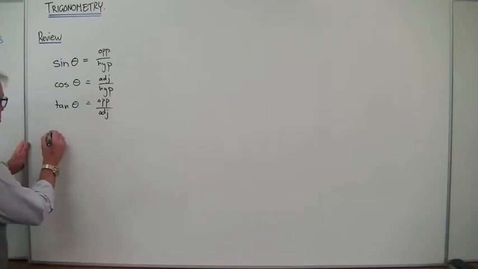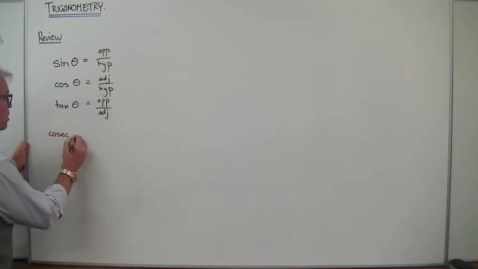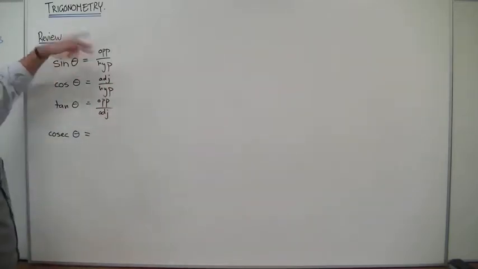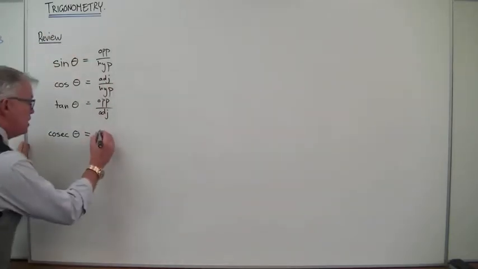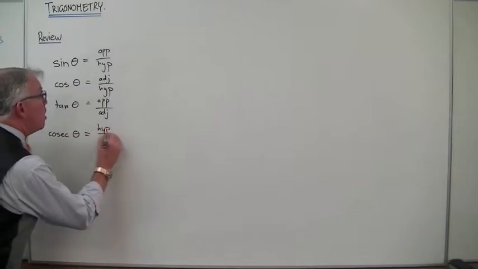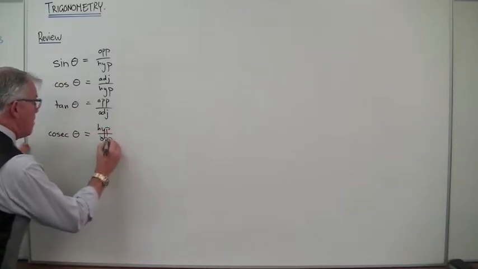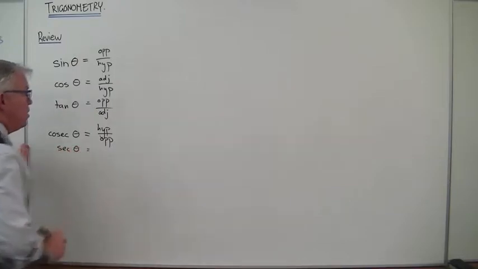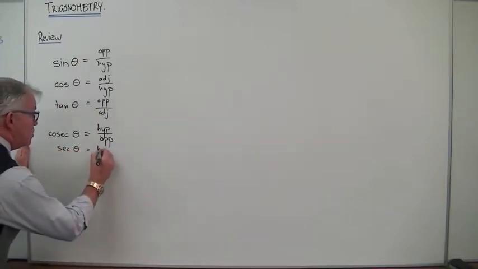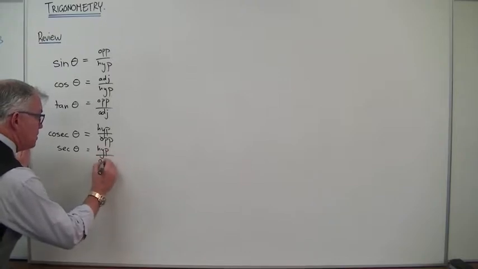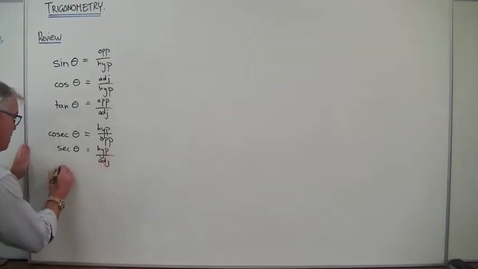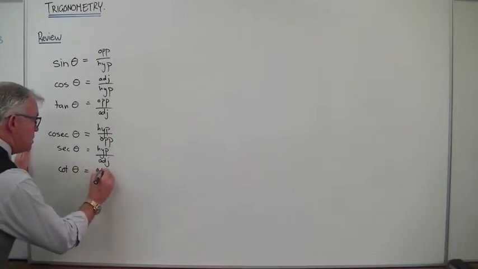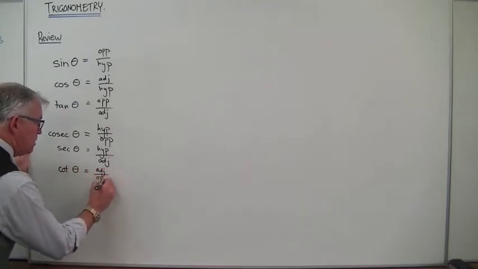The first one is cosec. Cosec theta is just what the sine ratio was, but it's inverted. Okay, so we'll have hypotenuse over opposite. We'll have sec theta, which is the hypotenuse over the adjacent. And we'll have cot theta, which is the adjacent over the opposite.